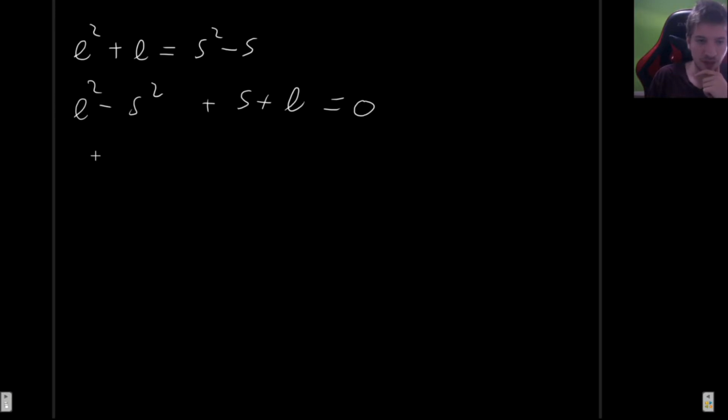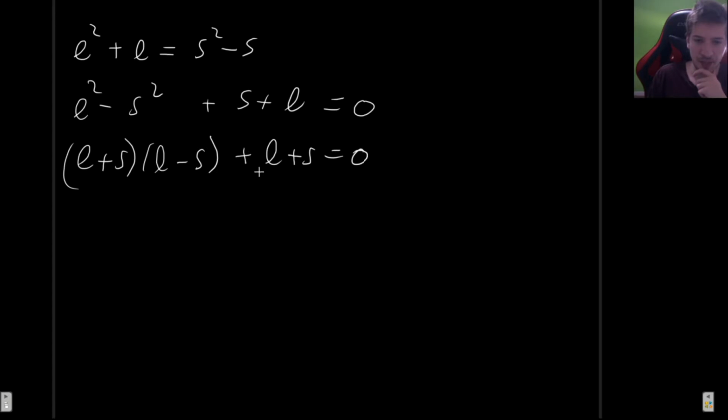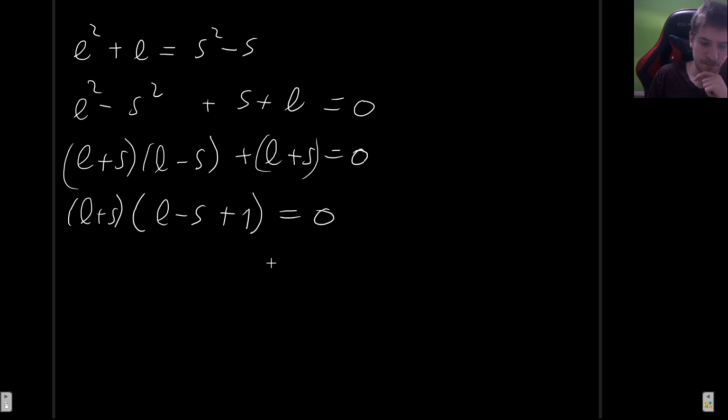So now let's factor this as L plus S, L minus S, and then we have plus, and actually just to make it more suggestive, I'm going to write it as L plus S equals 0. So now we have L plus S here and L plus S here, so we can actually factor out L plus S, and it's going to be multiplying L minus S, and it's also going to be multiplying here 1. Okay, so what are going to be the solutions of this?